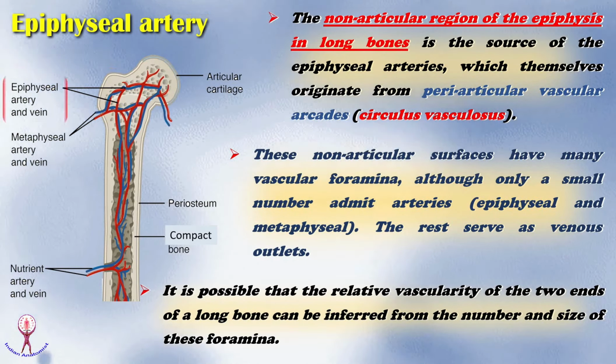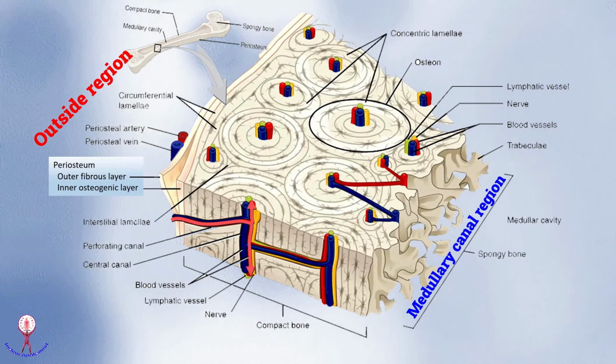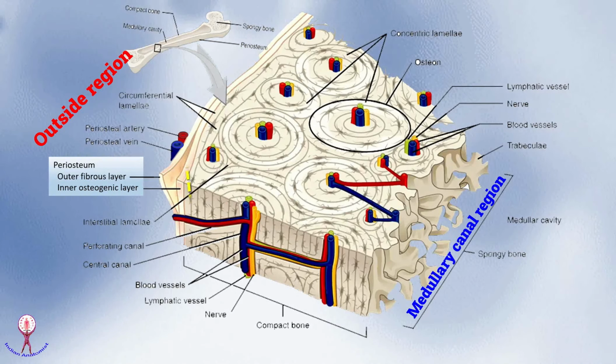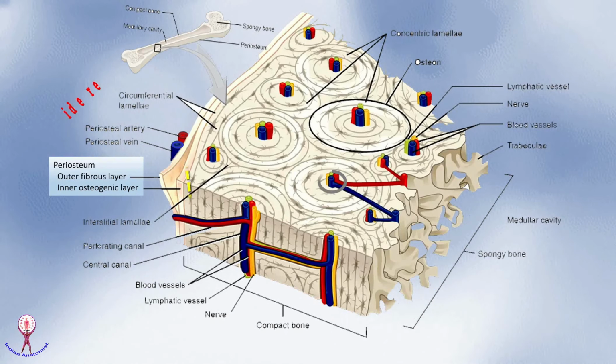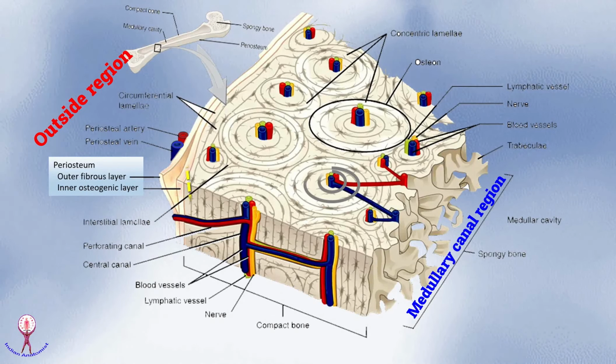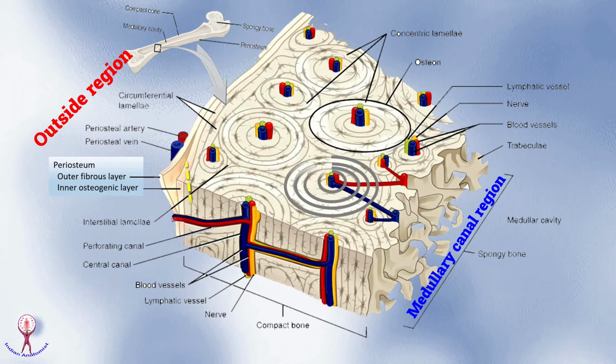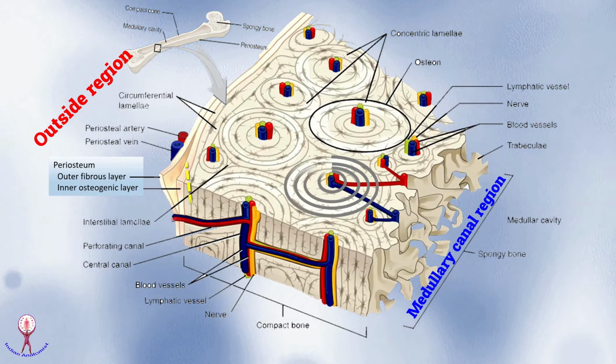This is a schematic picture showing the pathway of the periosteal artery. It enters into the compact part of long bone through horizontal perforating Volkmann's canal and vertical Haversian canal. Through this, blood perfusion occurs in the outer one-third of the shaft.